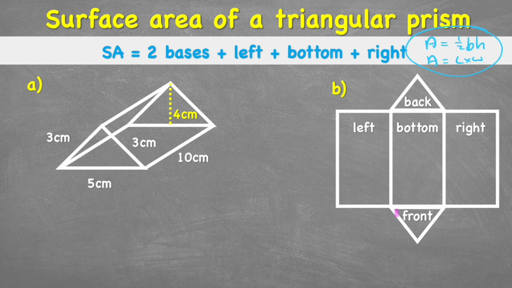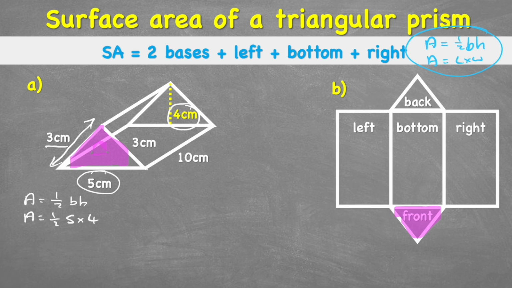Okay, so let's start by working out the area of this front triangle, which I can see is this one here. So now I'm going to look for my base, which is this 5 centimeters, and I'm going to look for the height. Now I've got to be very careful that I don't look at this 3 centimeters here, because this 3 centimeters is the length of this edge. I can see the height at the back here as 4 centimeters, marked by that dashed line. So the formula for my triangle is area equals half base times height. So therefore area equals half 5 times 4, area equals half of 20, therefore area equals 10.